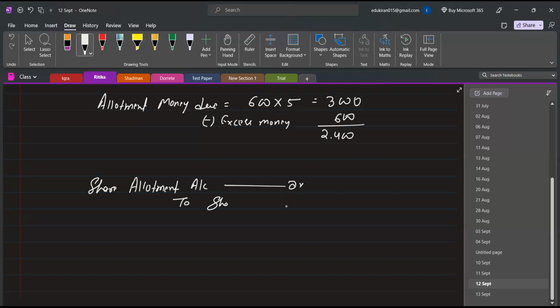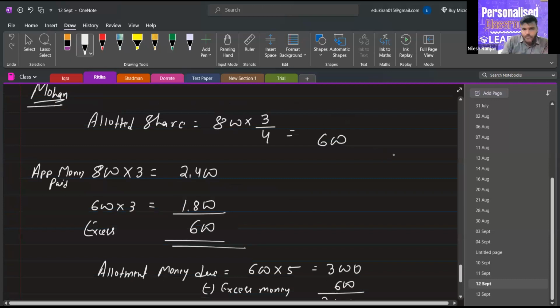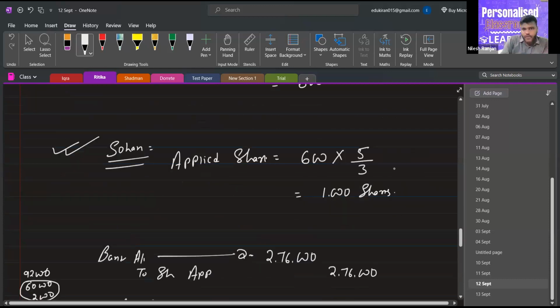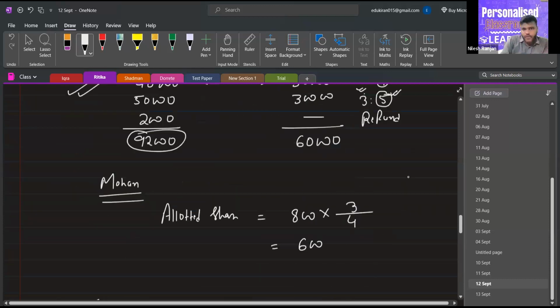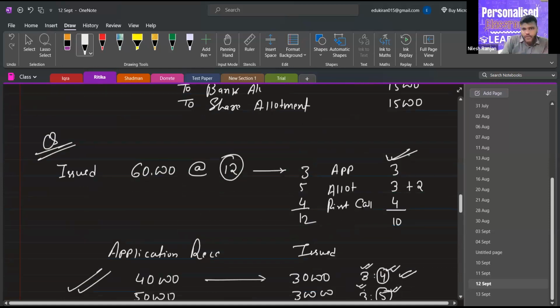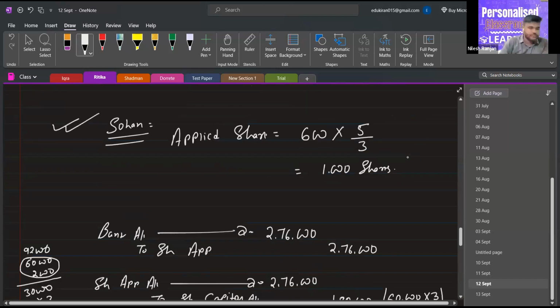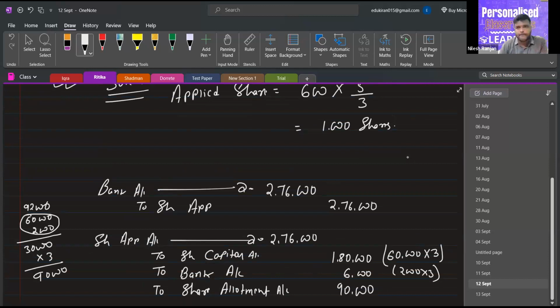60,000 shares we have issued. So total money is 3 lakh, in which 3 rupees is for allotment and 2 rupees for premium. 60,000 into 2 and 60,000 into 3. Okay, sir.